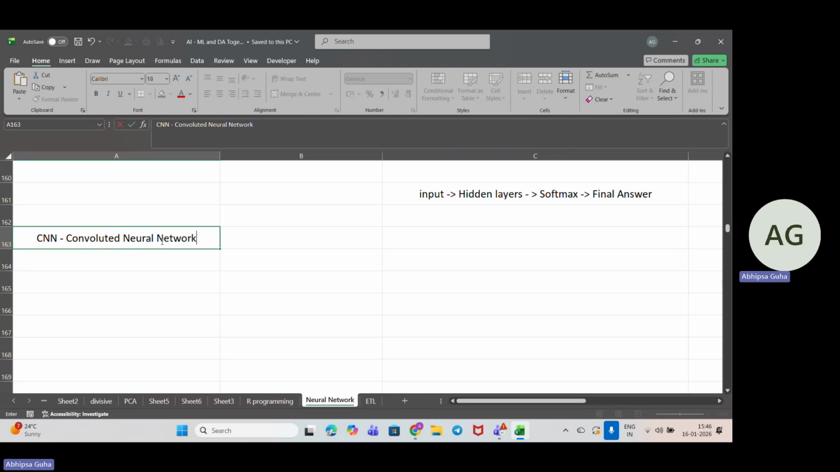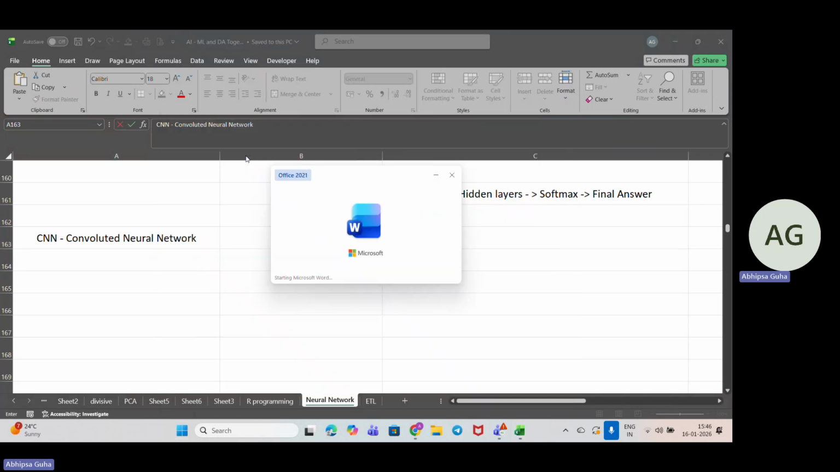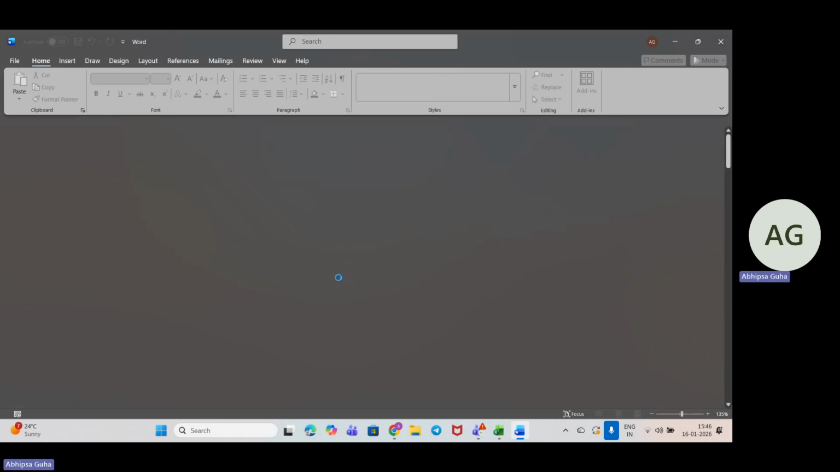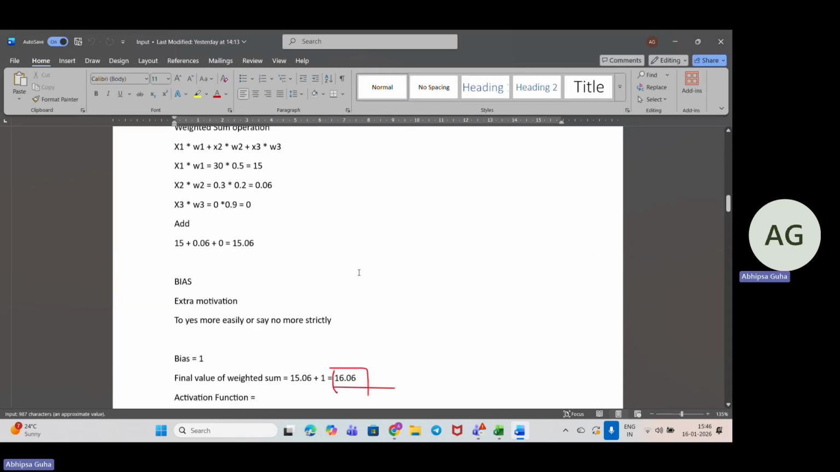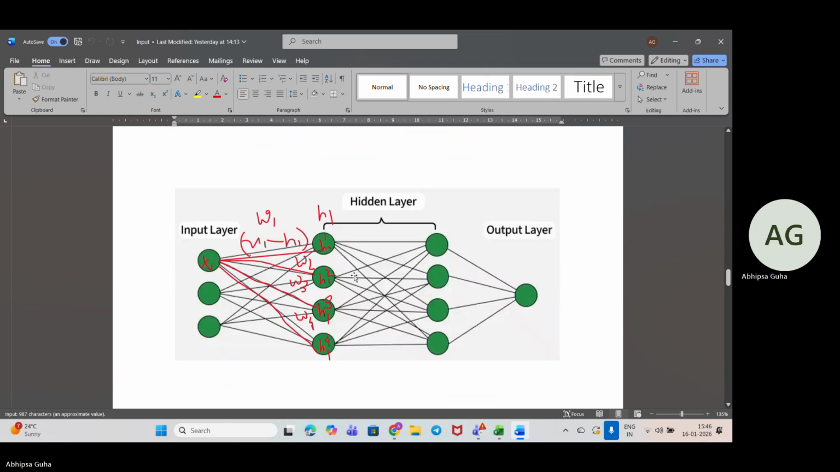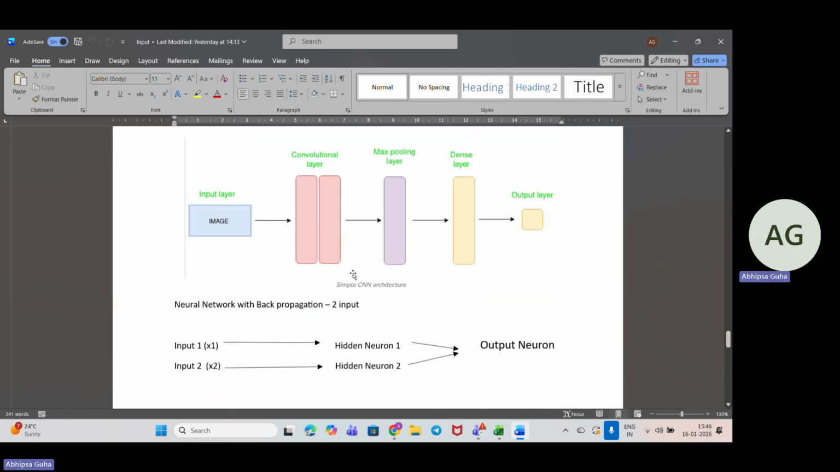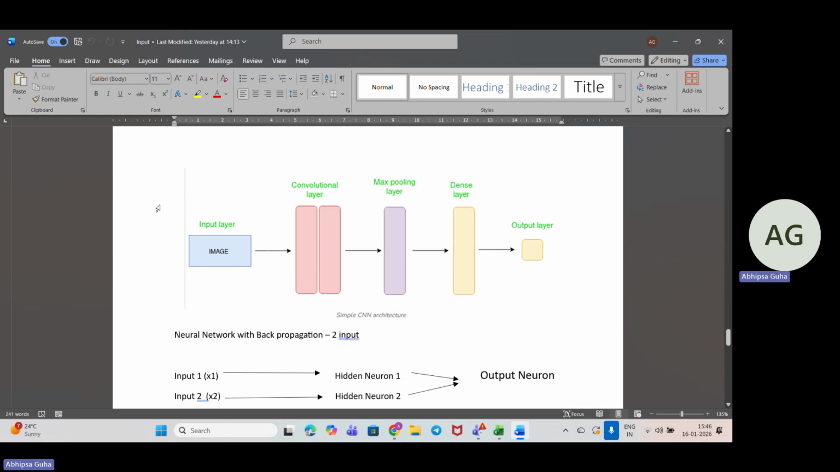Okay. So normal neural networks are bad at images, and because of that we have taken CNN, that is convoluted neural network, which performs well on images. Before that, I just need to show you how it actually looks. So this is the structure of a simple convoluted neural network.